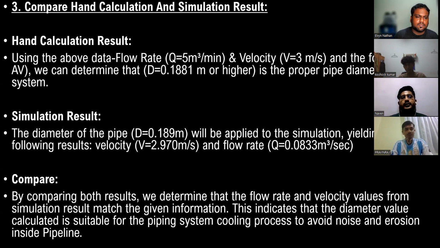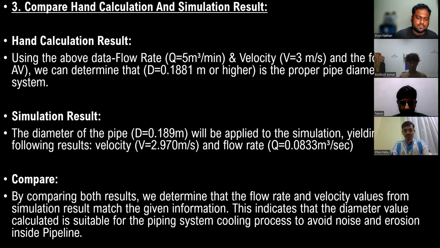Today I'm going to present the comparison between the hand calculation and the simulation result. For the hand calculation, using the above data, flow rate of 5 cubic meters per minute and velocity equal to 3 meters per second, and the formula Q = AV, we can determine that a diameter of 0.1881 meter or higher is the proper pipe diameter for the system.